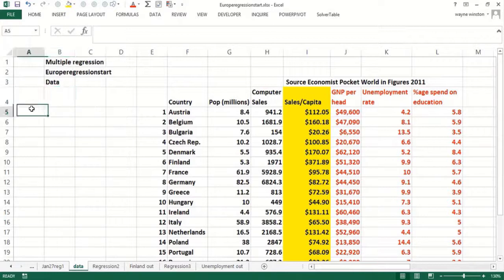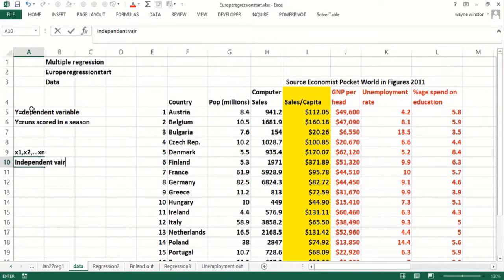Okay, so what happens in multiple regression: you have a dependent variable you want to predict. In sports, that might be runs scored in a season by a baseball team. And then you have independent variables, x1, x2 through xn, that you use for prediction. And Excel, unfortunately, limits you to 15 of these. There are ways around this, but not using the standard Excel regression tool pack.